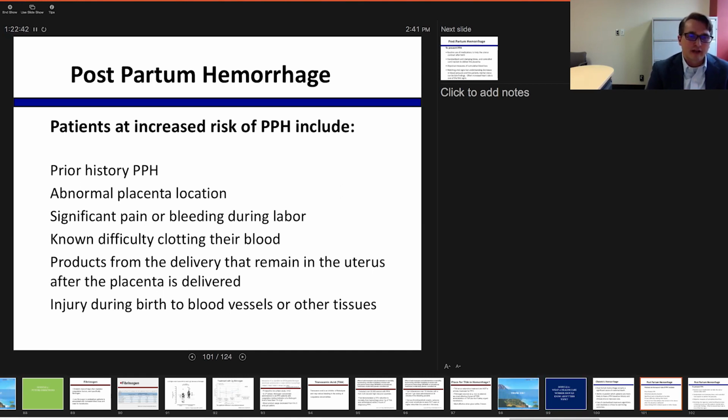If you already know they have a clotting abnormality or a history of difficulty clotting their blood, they would be at risk. Products of conception that remain in the uterus after the placenta is delivered can prevent it from fully contracting and also lead to hemorrhage. If there's injury or trauma from the birth to the surrounding vaginal tissues, such as lacerations or tears, they can lead to hemorrhage. Overall, the primary cause of postpartum hemorrhage is from uterine atony, which means lack of uterine tone after the placenta is delivered.